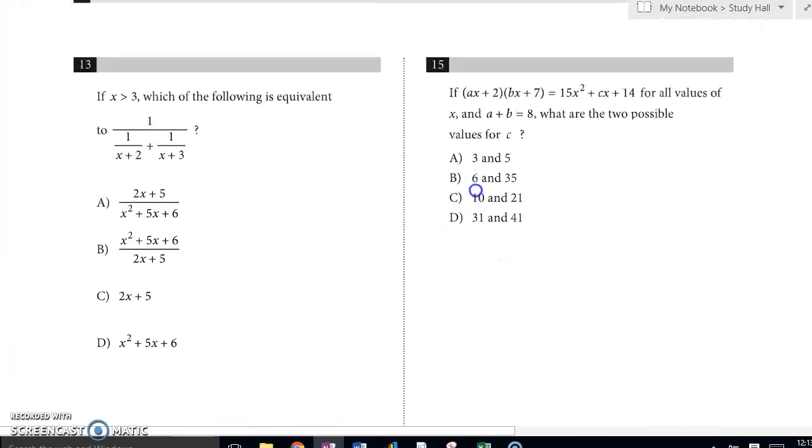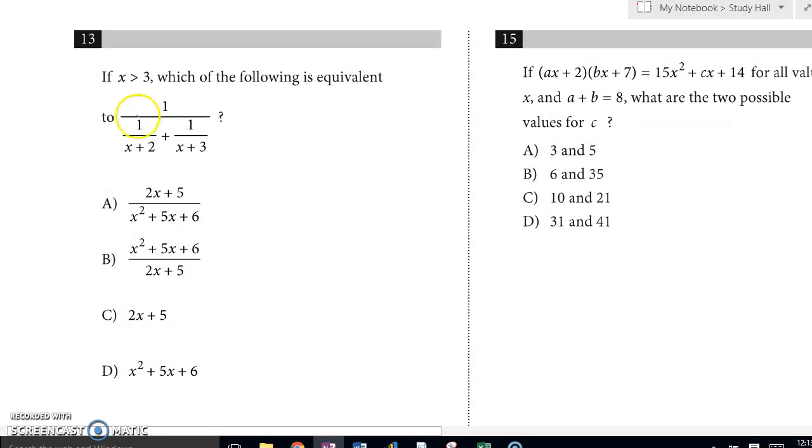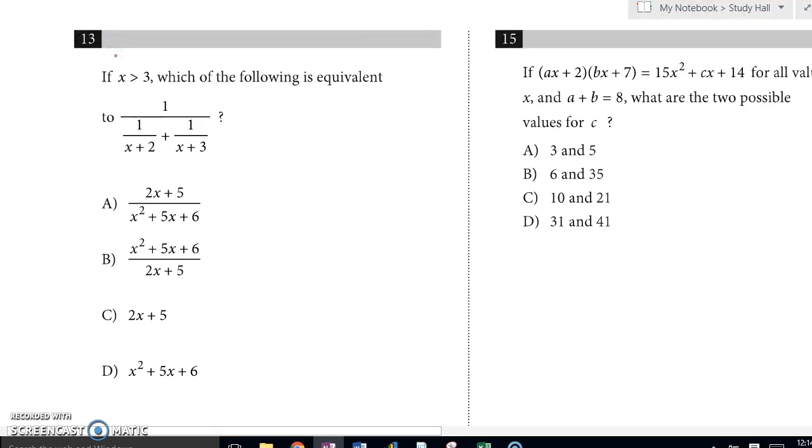Okay, number 13. If x is greater than 3, which of the following is equivalent to this expression? So what you want to do is simplify, and the original one, we haven't learned about this yet, so there's a lot of knowledge that you're probably missing. I'm going to do the problem now. If you understand it, great, and if you don't, we can definitely go over it later in the year.